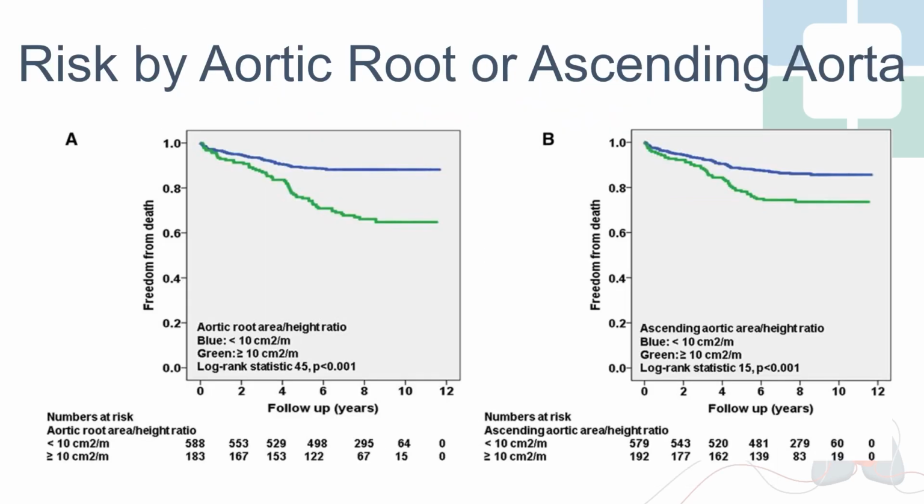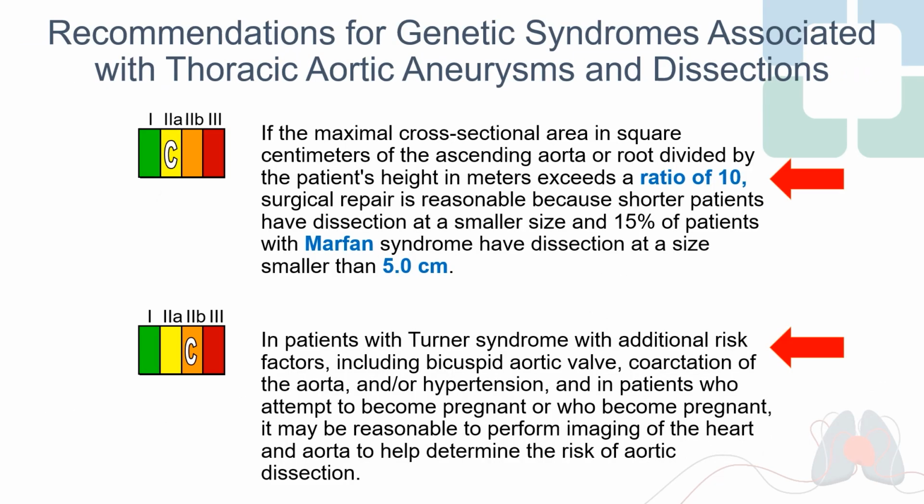And this was particularly so for patients who had a root enlargement. They had a greater risk of dying over time. So in the 2010 guidelines for aortic diseases, we had in that the guideline that a ratio over 10 in patients with Marfan was one way to treat patients to avoid the risk of dissection, or 5 centimeters. In the rarer Turner syndrome, we found that the ratio was also something useful to use.